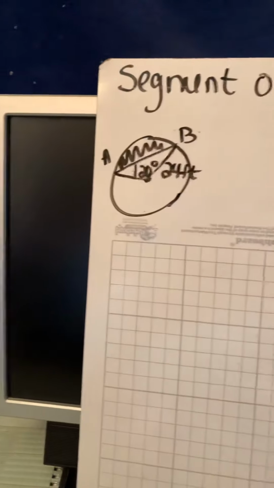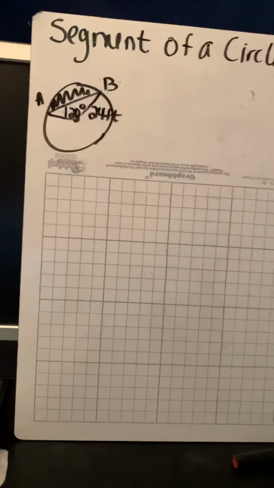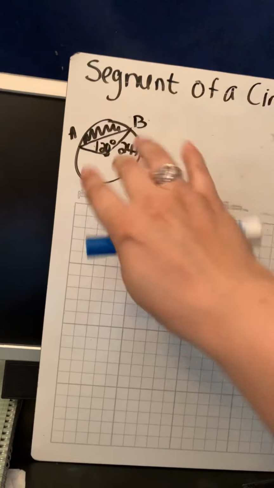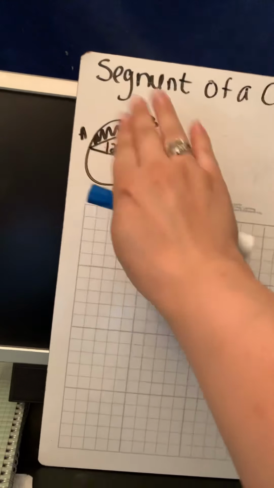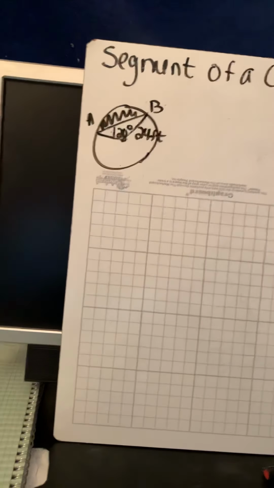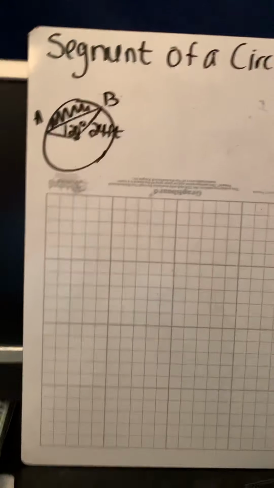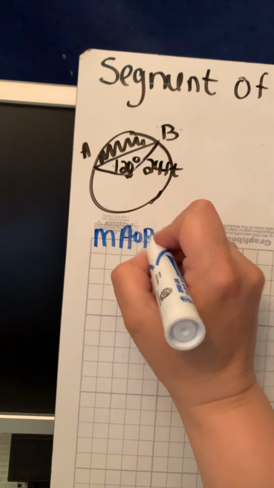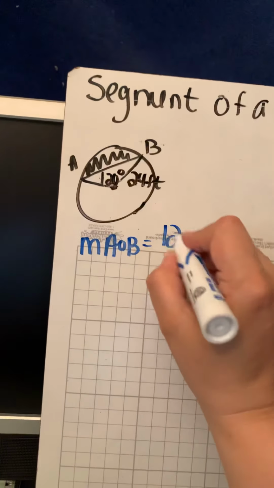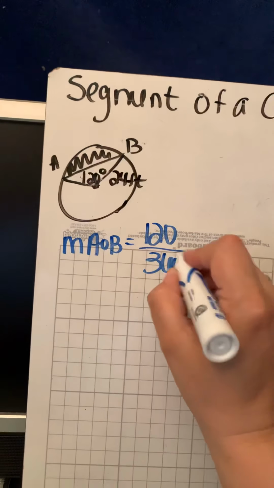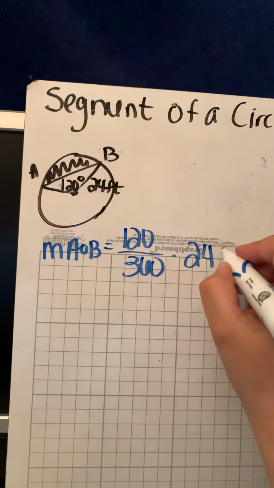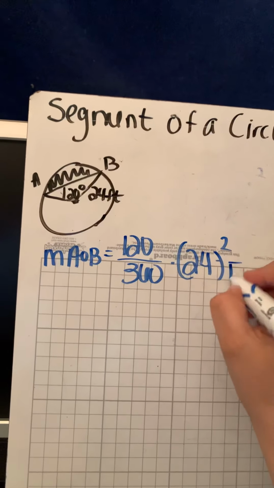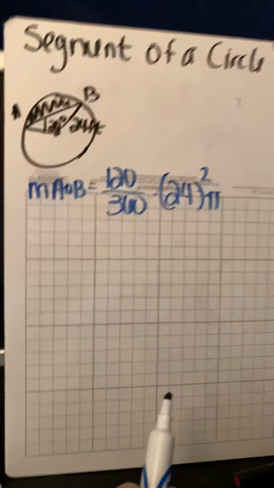So next thing, segment of a circle. A little bit more work when you're dealing with the segment of a circle, because we're finding this little piece here. So we're essentially taking that triangle away from that sector. So the first thing I'm going to find is my sector. So I'm going to do my sector equation. My sector, the measure of AOB, is 120 degrees over 360 times pi r squared, where r is 24.